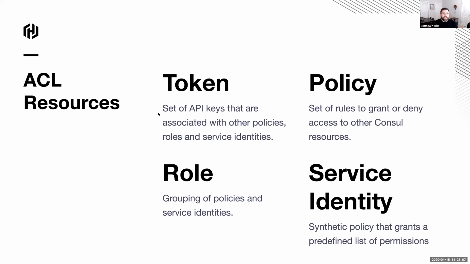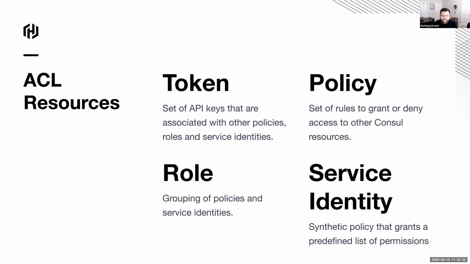Consul has many ACL resources. There are 4 that we're going to talk about and focus on in this demo. There are 2 others related to auth methods and binding rules, which are essentially how to take an external identity and get these resources attached to it. I'm not going to focus on those. Starting here, the first resource is the token itself.